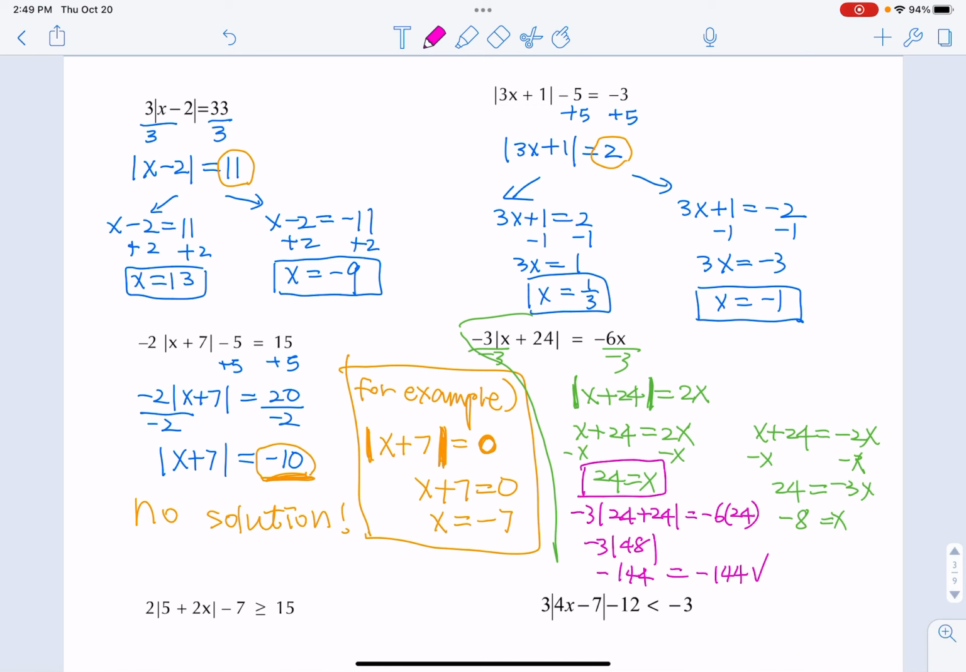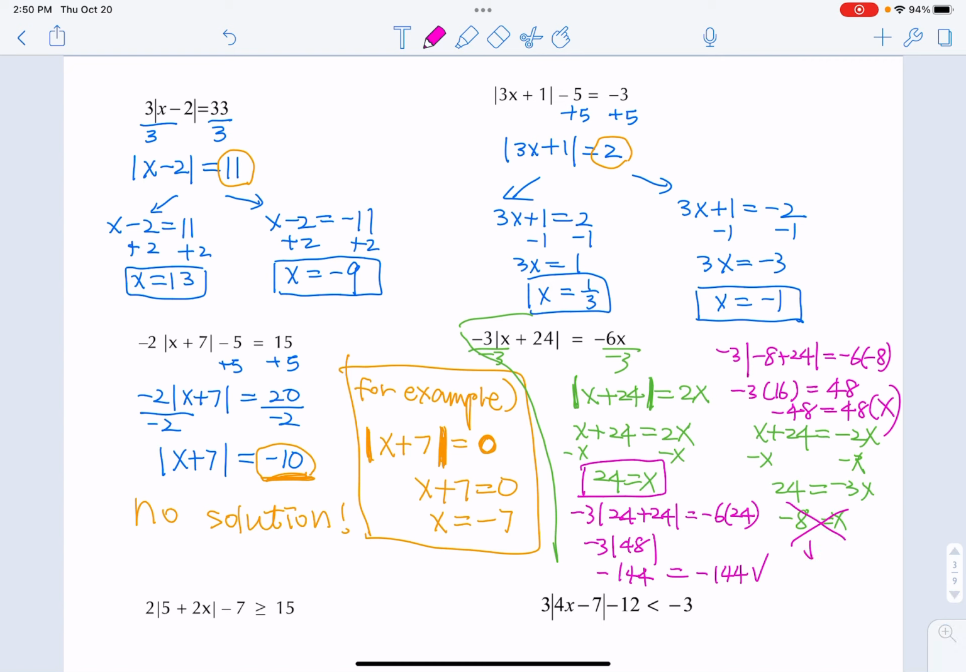And then negative 8. Negative 3 times absolute value, negative 8 plus 24 equal to negative 6 times negative 8. So inside, negative 8 plus 24 will be 16. So negative 3 absolute value 16 will be still 16. Negative 6 times the negative 8 will be positive 48. This left side is a negative 48. Right side is a positive 48. That's not right. So you cannot take this one as answer.